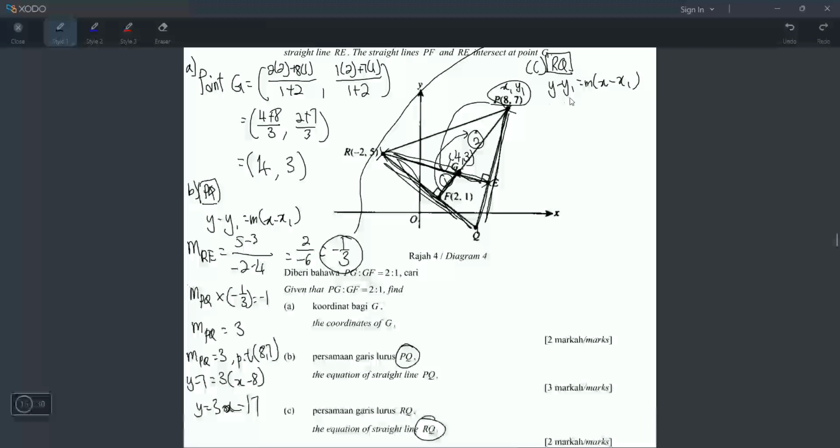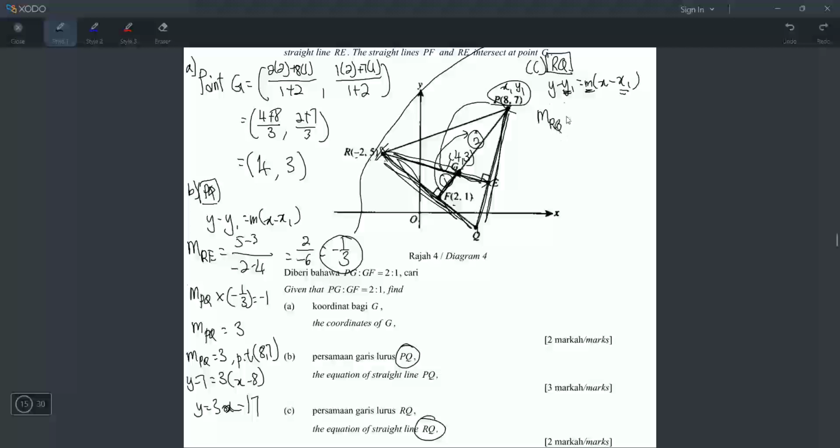So remember what you need. I just told you just now in question B what information you need to use this formula. You need two pieces of information, right? First is the gradient and another one is the point, the coordinate. But the coordinate cannot be just any coordinate. It has to be one that it passes through. So if you look at QR, I have some coordinates, right? Negative 2, 5, 2, 1. See, all these coordinates can be used. But the problem is we don't have a gradient.